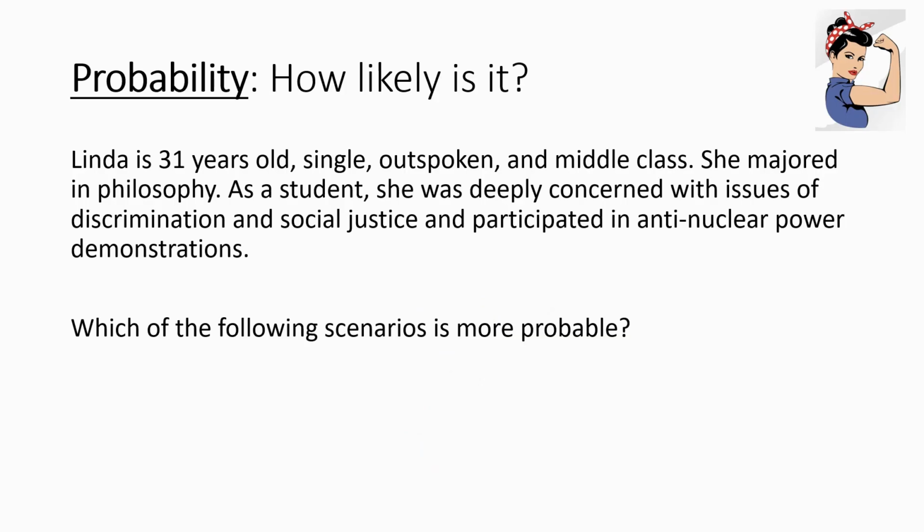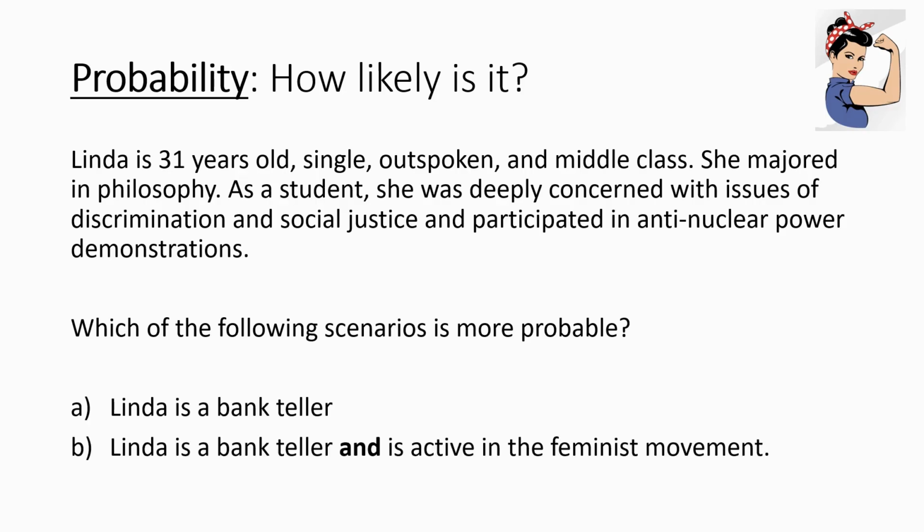To introduce this concept, let's go through a few examples that highlight key ideas we'll be working with. Our first example is a really well-known thought experiment. It goes a little something like this. Linda is 31 years old, single, outspoken, and from a middle-class background. She majored in philosophy and was deeply invested in social issues as a student. She also actively participated in anti-nuclear power demonstrations. Given this information, which of the following is more probable? Either A, Linda is a bank teller, or B, Linda is a bank teller and is active in the feminist movement. Take a moment to think about your answer, and we'll get back to it in 3, 2, 1.